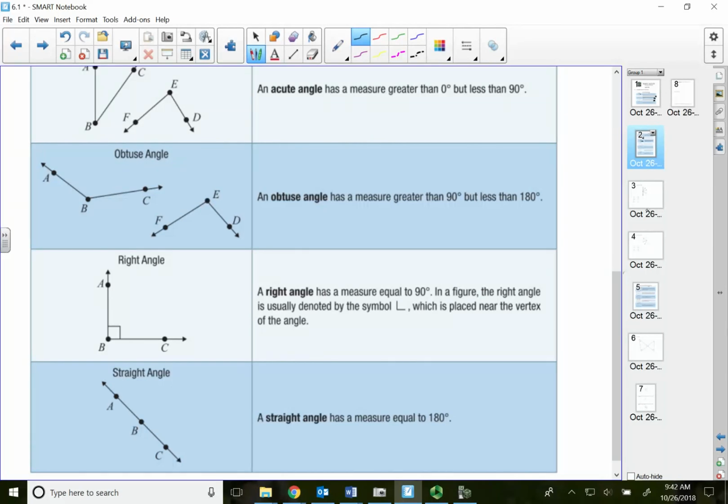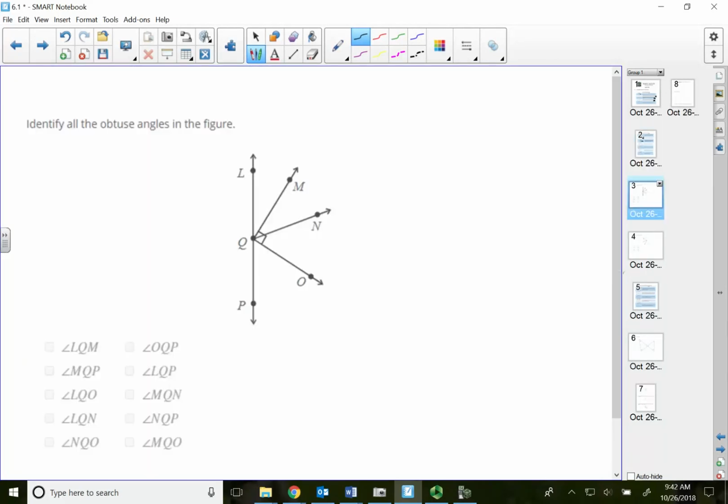So, real quick, a couple examples here. Identify all the obtuse angles. What I'm going to do here is take a look at the measurements as well. So here I have the angle from M to Q to O.